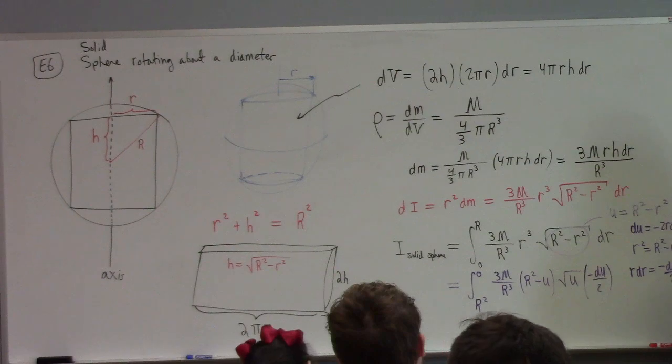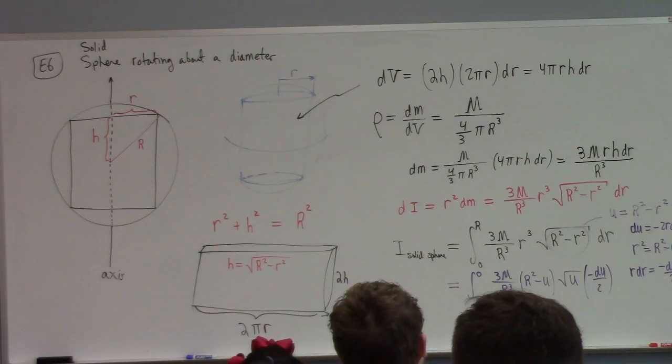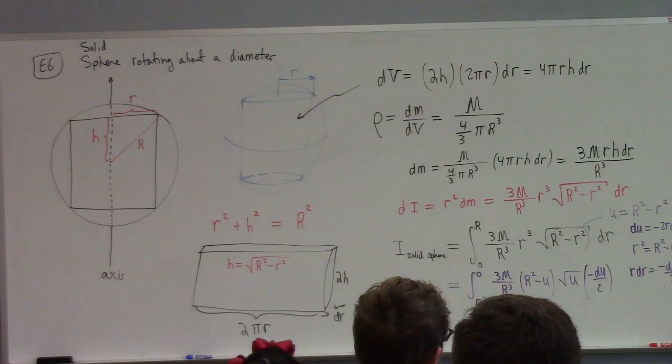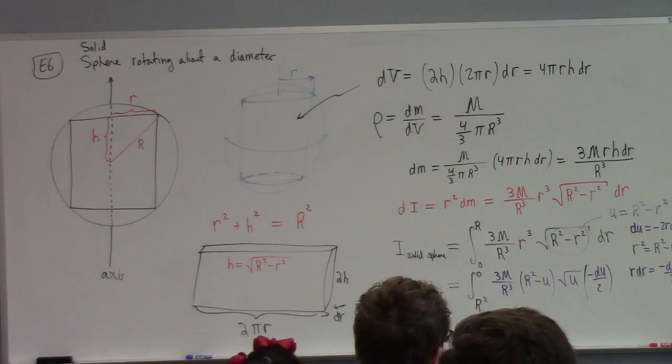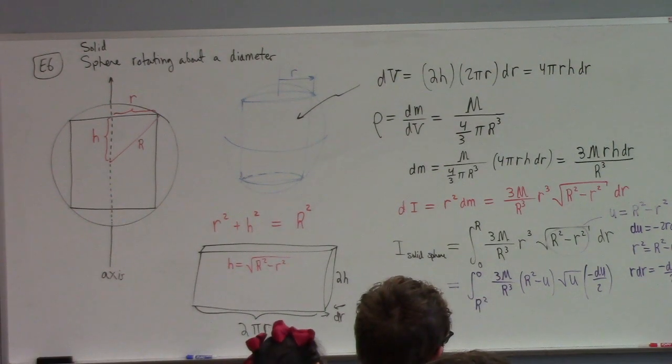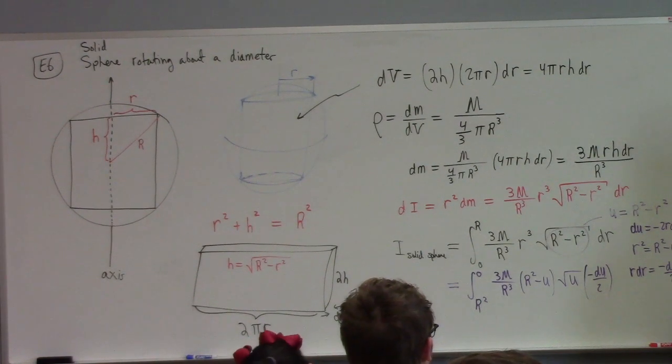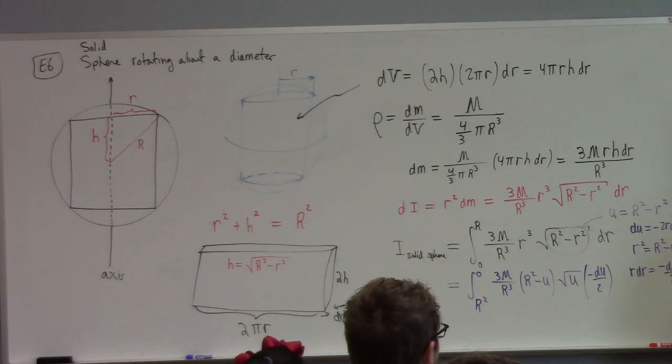How do we go from flipping the bounds to 0 to R squared? I had a minus in the du, which I've absorbed into flipping the bounds. So I've got R squared, u to the 3/2 divided by 3/2, minus u to the 5/2 divided by 5/2, all evaluated from 0 to R squared.